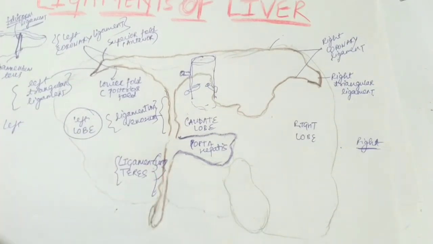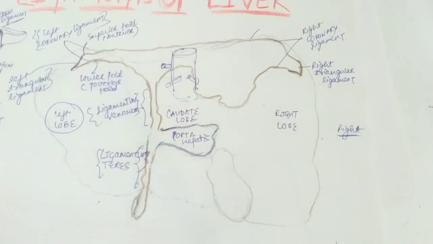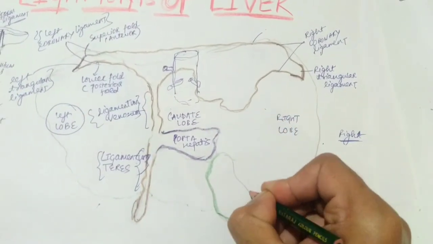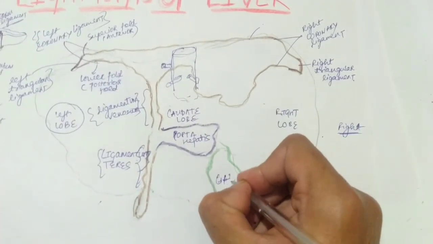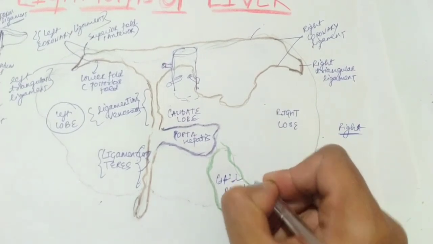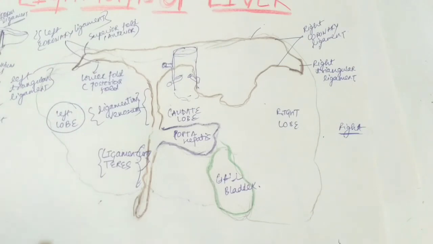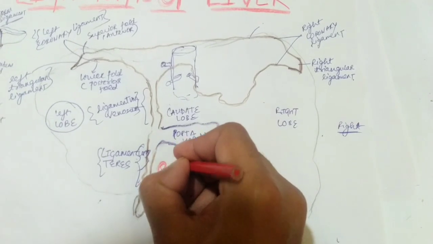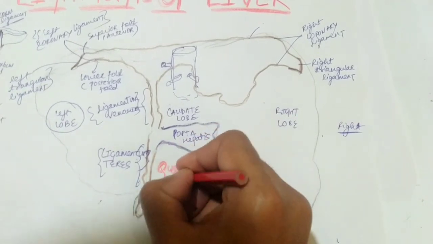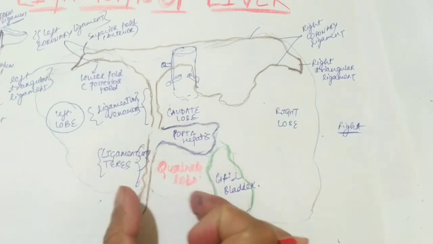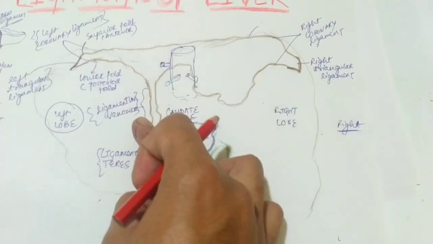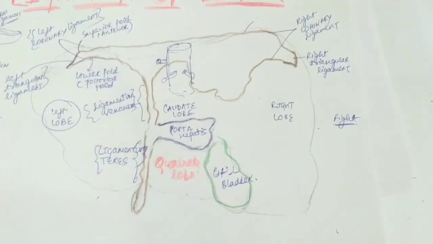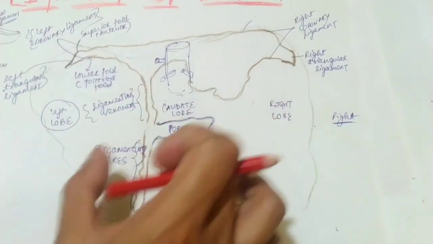So this was your ligamentum teres, and beside it is your gallbladder, the fossa for the gallbladder. I have shown here that it is your gallbladder. In between your gallbladder and ligamentum teres, there is a lobe called the quadrate lobe. The quadrate lobe has the ligamentum teres on the left side and the gallbladder on the right side. Then on the left is the ligamentum venosum and on the right the inferior vena cava. In between there is a transverse part, which is your porta hepatis.